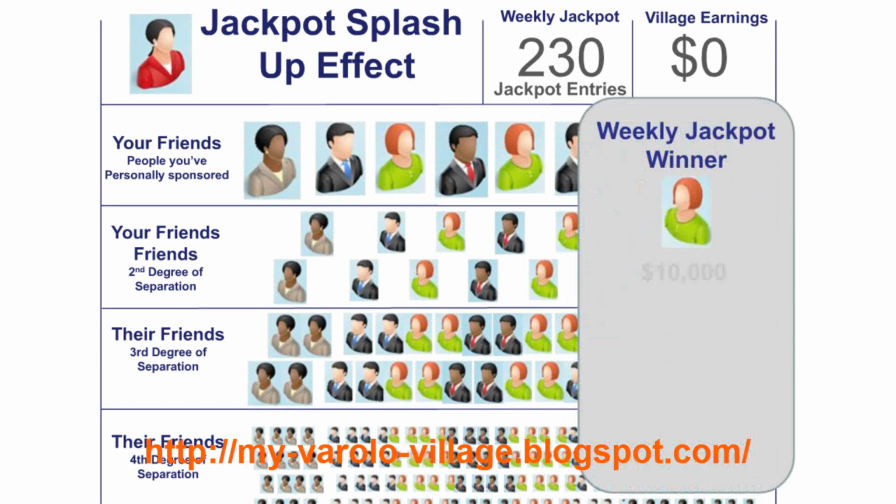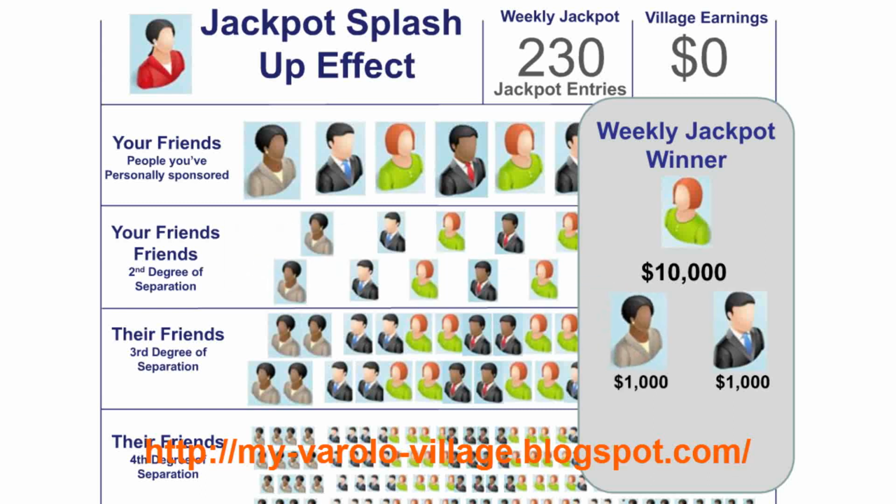For example, if someone in your 4th degree of separation wins $10,000 this week, the person that sponsored that person wins 10% of the weekly jackpot amount. In this example, that would be $1,000. The person that sponsored that person also wins $1,000. And also the person that sponsored them, and also you who sponsored that individual. So the larger your village is, the more chances you have to win money each week.